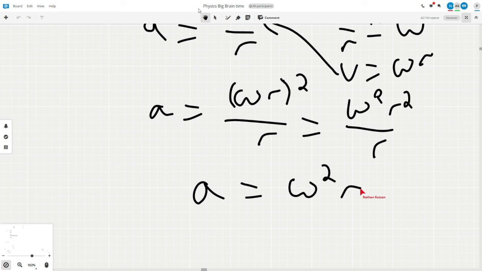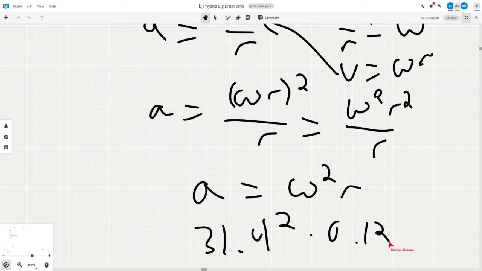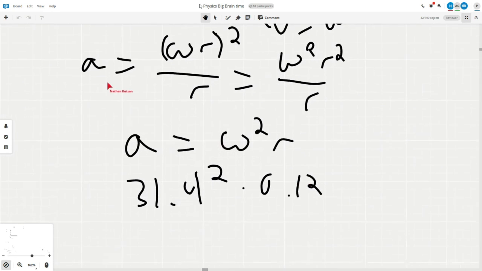Okay. And then you know the angular velocity. You know that the angular velocity was 31.4 from the previous question. And you know the radius because it's given, which is 0.12 meters. So you just multiply that out. So that is 31.4 squared times 0.12. And that gives you 118.3, which is the answer for the centripetal acceleration.